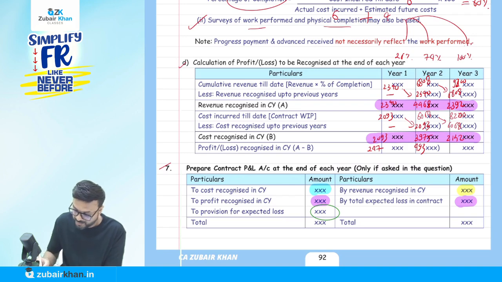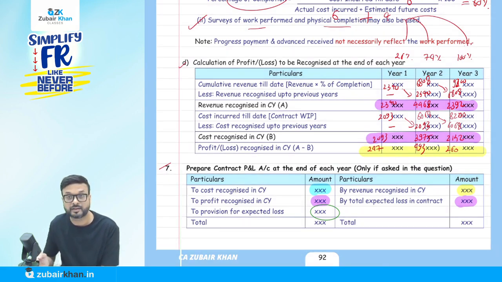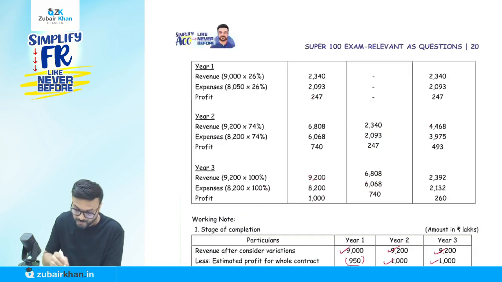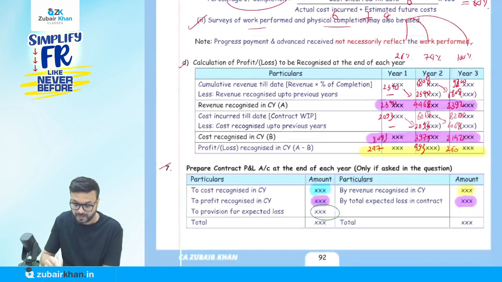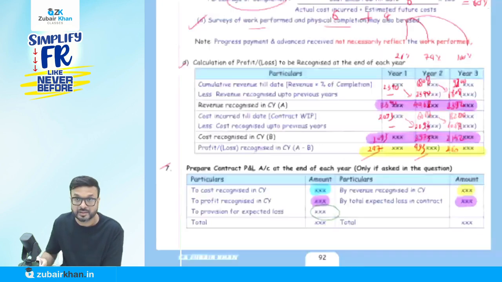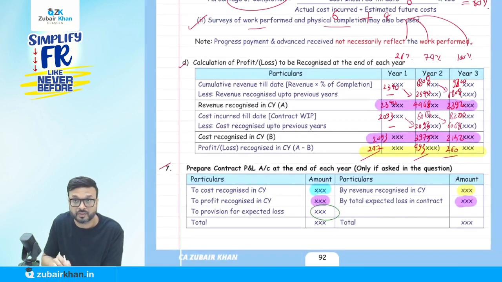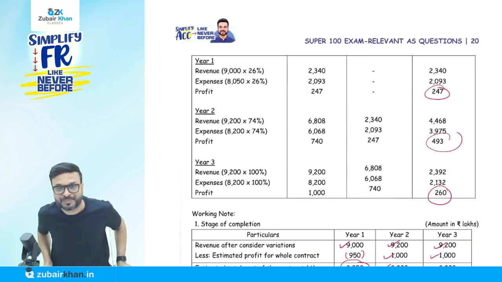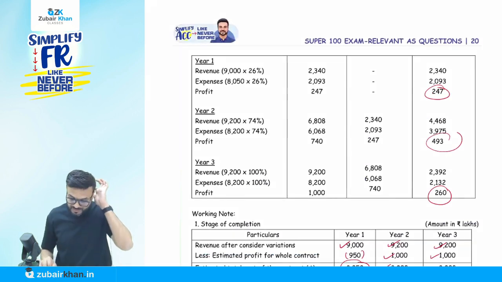Now see the magic here. 260. If you go to the table, these are the answers: first year, second year, and third year. 247, you can see that here. Remember this. Prepare in the manner that this table is given. Now 493, and for the third year it is 260. 260, done. 7 marks is yours. Okay, simple.